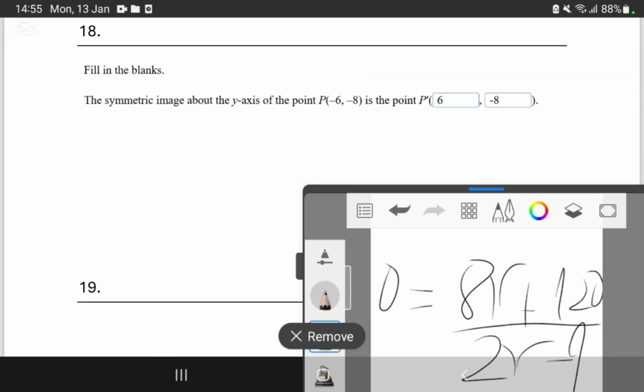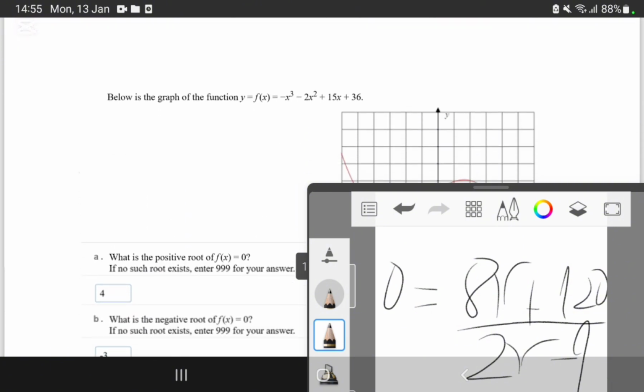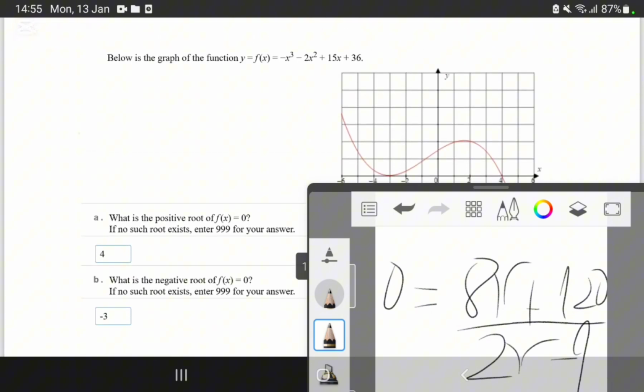The symmetric image about the y-axis of the point negative 6, negative 8 is the point P prime. To find the symmetric image about the y-axis, we just change the sign of the x. Unlike what we did the last time, when it was symmetric about the origin. So that will give us 6, negative 8. Number 19.